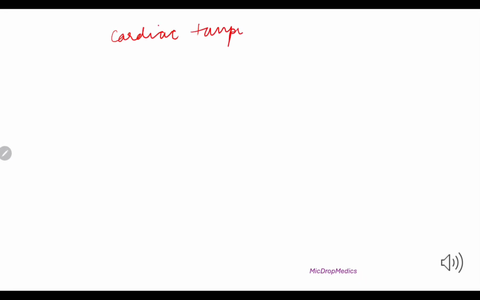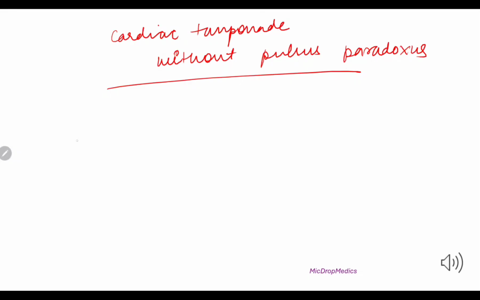Now, let's look at a classic PG level clinical trap. We just learned that cardiac tamponade causes pulsus paradoxus, but are there clinical situations where a patient has true cardiac tamponade but pulsus paradoxus is completely absent? To answer your question, yes, and missing this can be catastrophic.